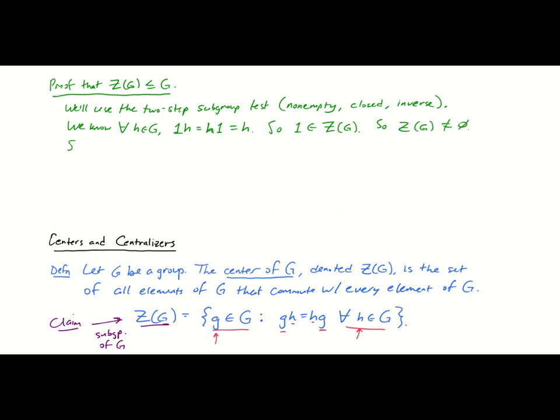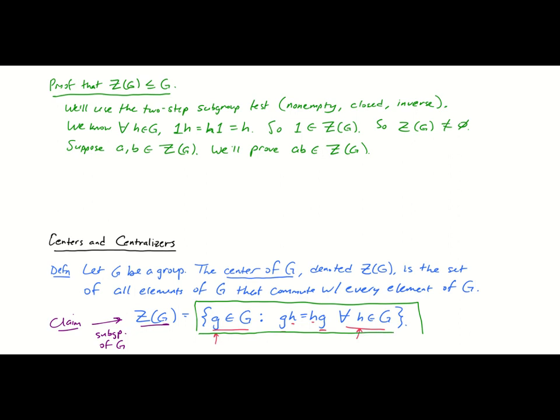So to prove closure, let's suppose A and B both belong to the center of G. So we will prove that AB also belongs to the center of G. And to prove that, again, this is an exercise in using the definition of a set. This is what it means to be in the center of G. We're going to have to unpack that to interpret what it means for A and B to be in there, and then repack that so that we can show that AB belongs to that set. So we need to show that AB commutes with every element of G.